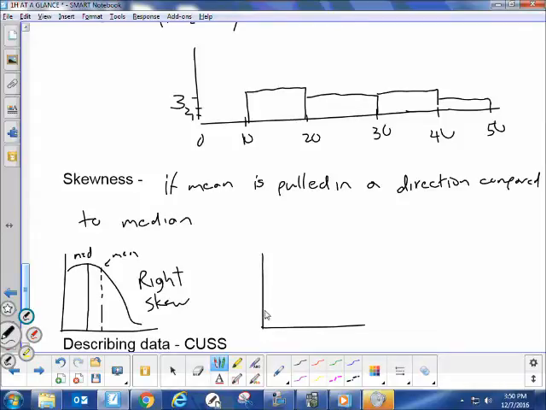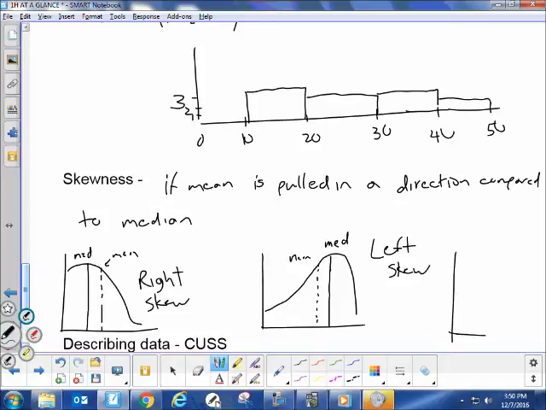If you had data that on a histogram was displayed like this, the median would be here, but the mean would get pulled to the left. The mean would be lower than the median. The mean is getting pulled towards what we consider outliers. So this would be a left skew. Then we would have data that ends up looking like a bell curve. The median and the mean would be the same, and this would be no skew or symmetric.